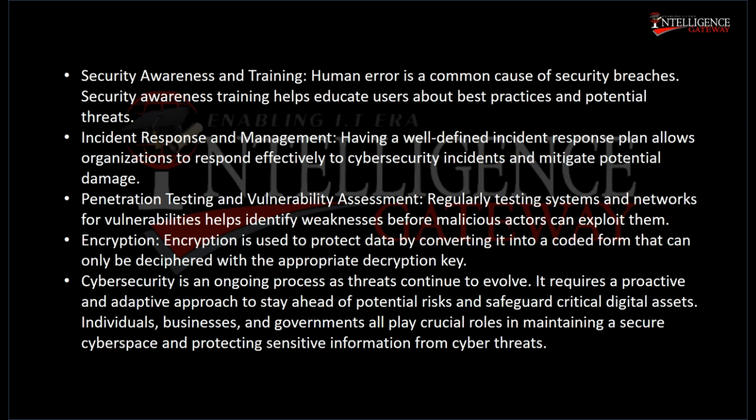Encryption. Encryption is used to protect data by converting it into a coded form that can only be deciphered with the appropriate decryption key. Cybersecurity is an ongoing process as threats continue to evolve. It requires a proactive and adaptive approach to stay ahead of potential risks and safeguard critical digital assets. Individuals, businesses, and governments all play crucial roles in maintaining a secure cyberspace and protecting sensitive information from cyber threats.